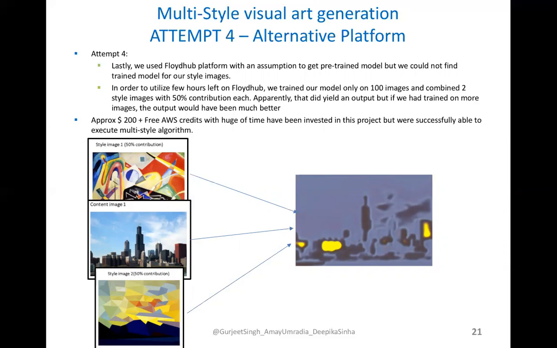If we had trained on more images, approximately 50,000, then the output would have looked much better. So these were all the attempts that we used and the experiences and the challenges we faced with the big data tools on implementing multi-style visual art generation.